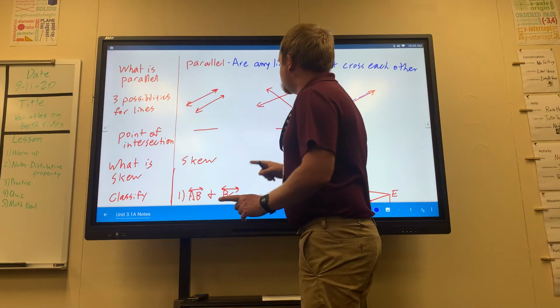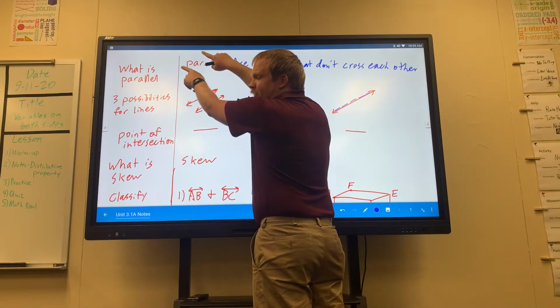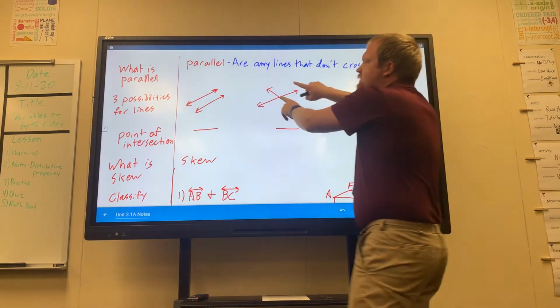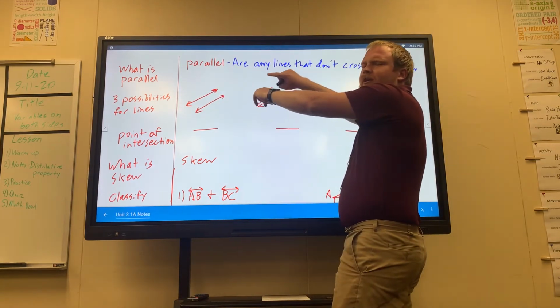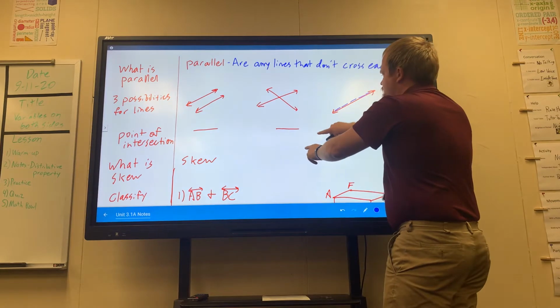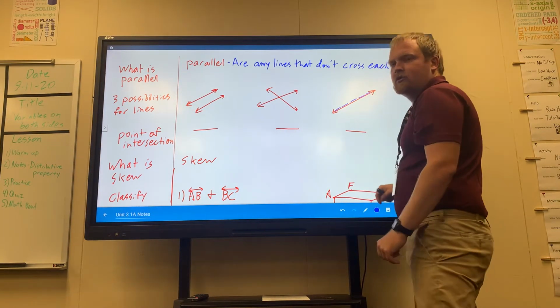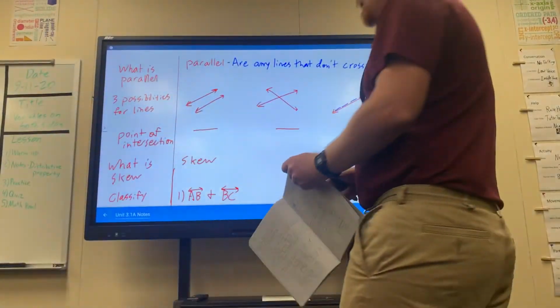Okay, so imagine I have two lines here. If they just keep on going forever and ever and onward, and they do not cross at any point, they're parallel. Same thing if I go the other way. It just keeps on going, and it does not cross. As long as it doesn't cross at any point, it's parallel.